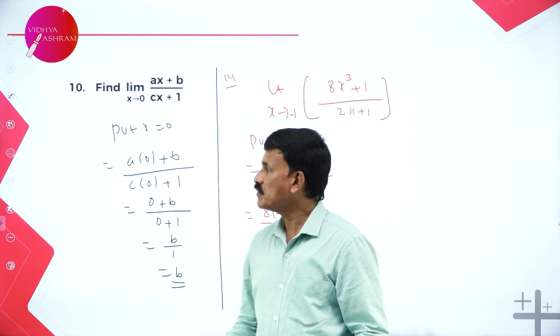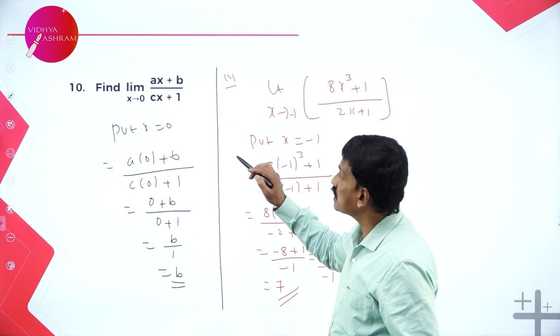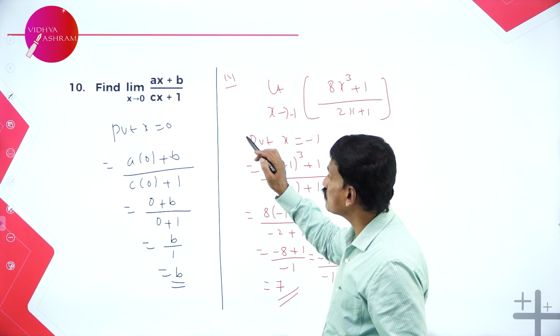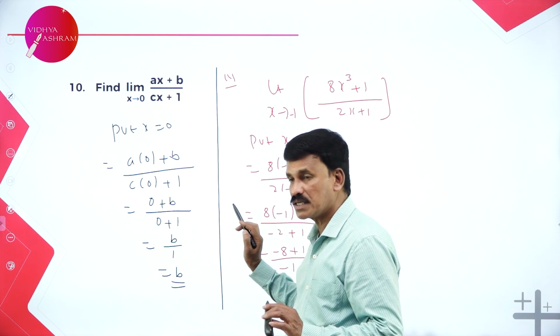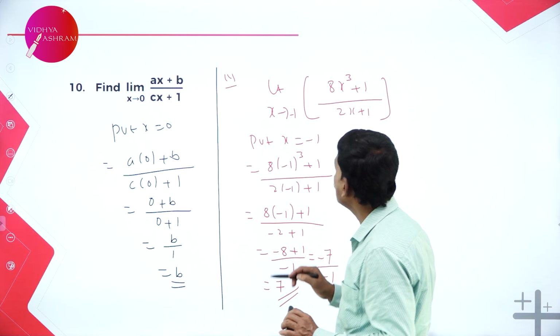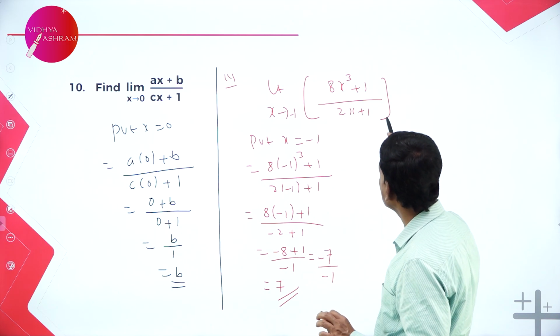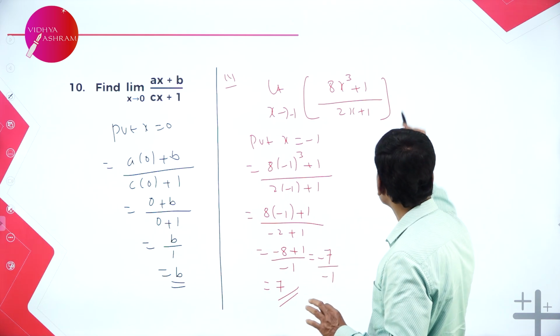Okay. So this is how we are going to solve the problems. Whenever limit x tends to 0 of ax plus b divided by cx plus 1, you put x is equal to 0, you will get the answer. Suppose if it is like this, limit x tends to minus 1 of 8x cube plus 1 divided by 2x plus 1, so this is the required answer.